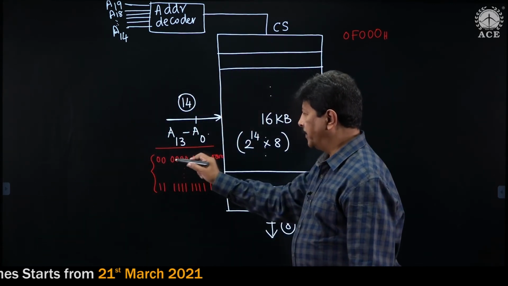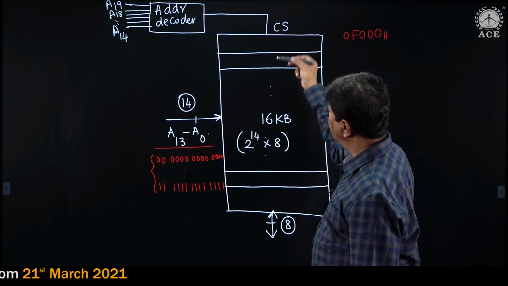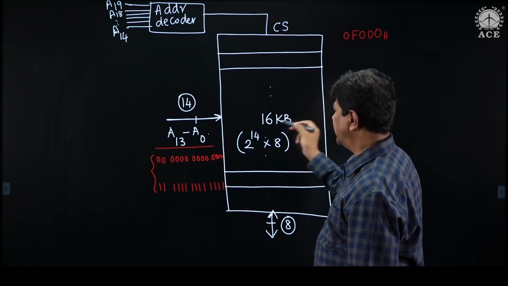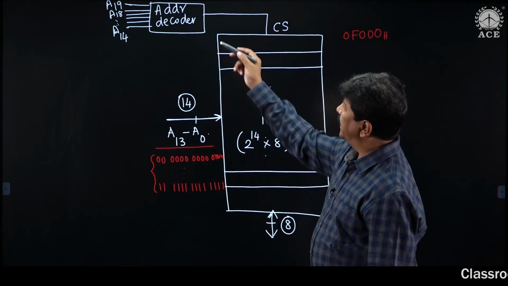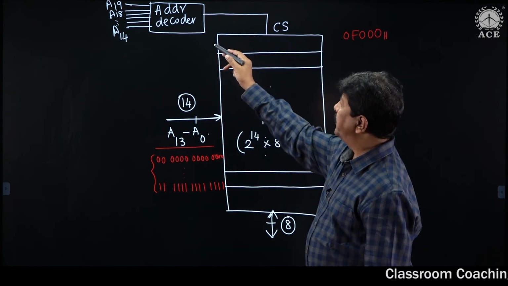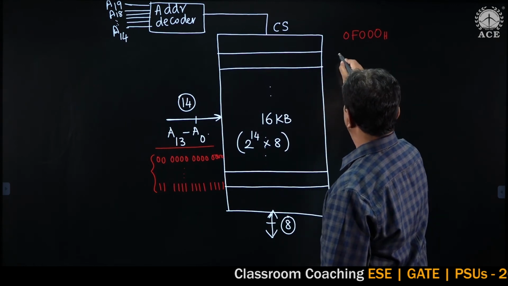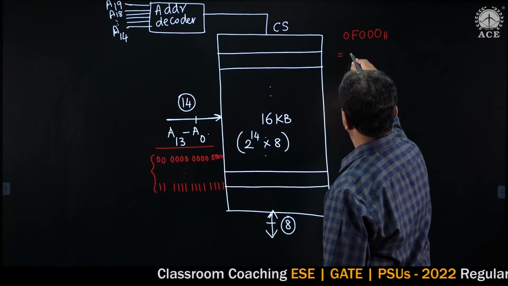So, this has to vary from all zeros to all ones in order to access each and every location in this memory of 16 kilobyte capacity. And then A9 to A14 is going to be meant for chip select. He told that the starting address is 0F00H. That means it is going to be in this fashion.